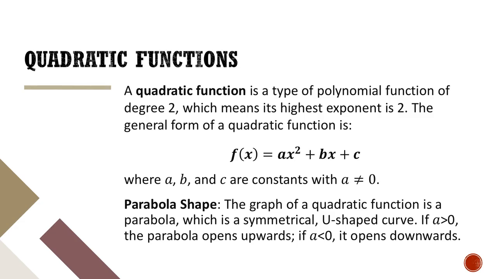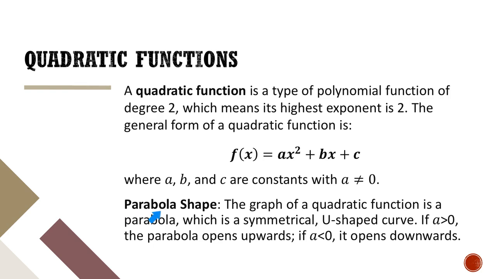So what is a quadratic function? Well, it's a type of polynomial function of degree 2, which means it has the highest exponent of 2. In this case, a cannot be equal to 0 because otherwise there would be no x squared. B and C, on the other hand, can be 0 or any other real number in this case. So we're going to assume that a, b, and c are constants with a not equal to 0, and they are part of the real number system.